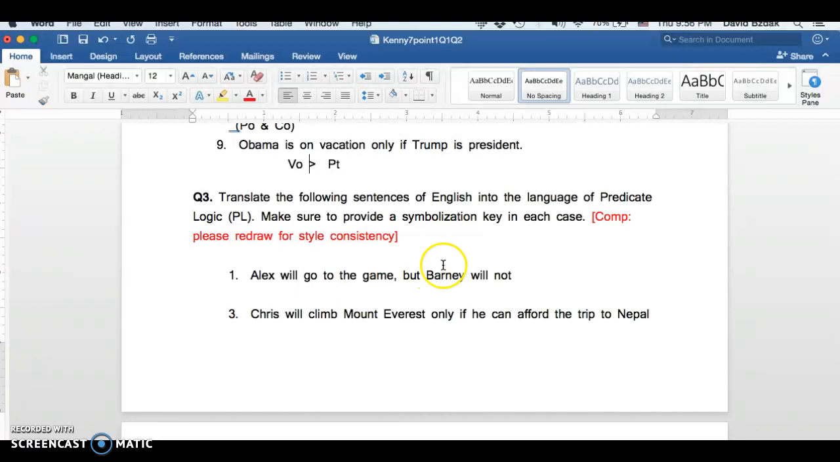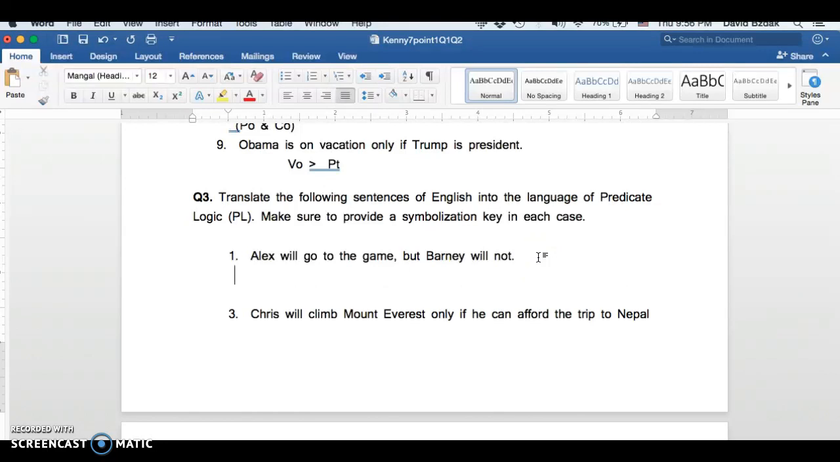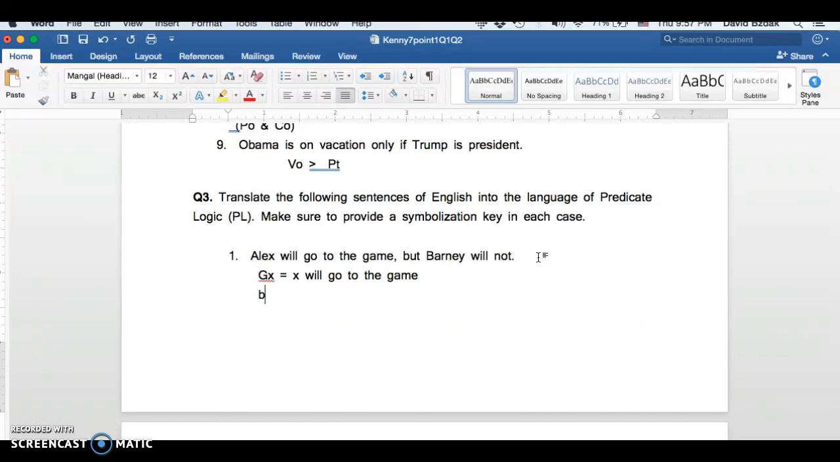Okay, Q3, now we have to do both of these. We have to make up a symbolization key and then translate. So GX will be X will go to the game, and lowercase b, capitalize it for me, will be Barney, and lowercase a will be Alex.